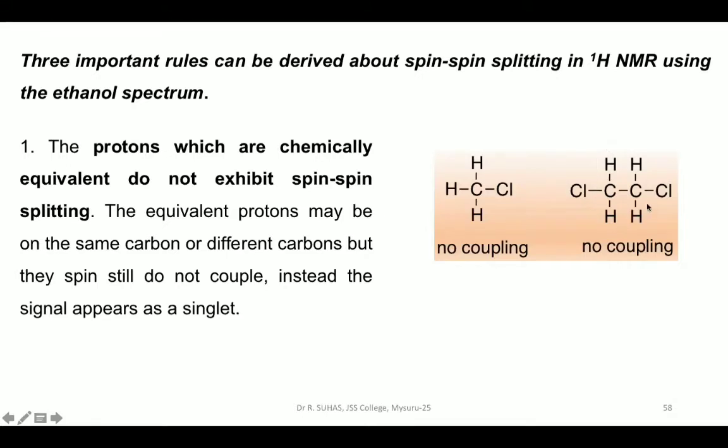Coming to dichloroethane, even in this compound, the 2 hydrogens on this carbon have the same chemical environment, and hence no coupling. Always remember that equivalent protons, whether on the same carbon or on different carbons, still do not couple. Instead you will get a singlet in the 1H NMR spectrum.